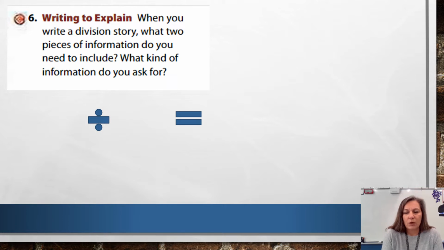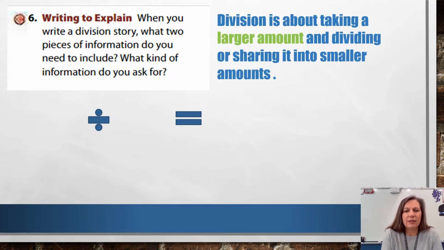So remember, you have to know what division is so that you know how to write a division word problem. When we look at division, we understand that division is about taking a large amount and dividing or sharing it into smaller amounts. Division is the opposite of multiplication. We know that multiplication is taking groups of a certain number in each group and combining all those objects into one large amount. Division is just the opposite. Now we're taking that large amount and taking it apart into smaller groups to find the number in each group. So it's the opposite of multiplication.